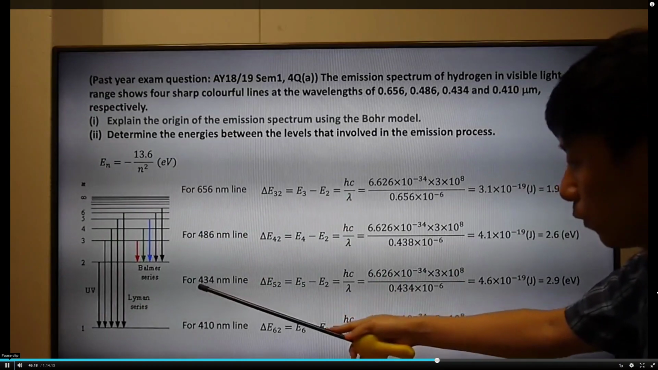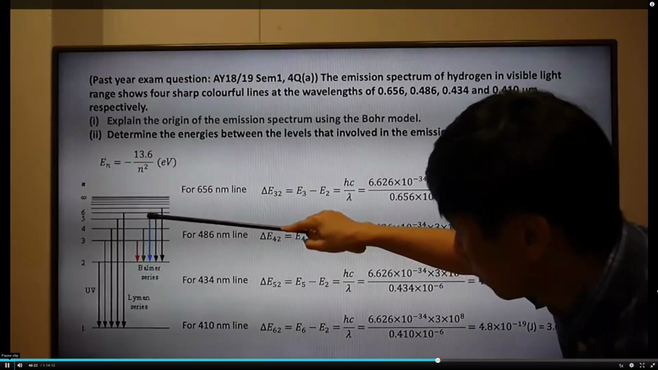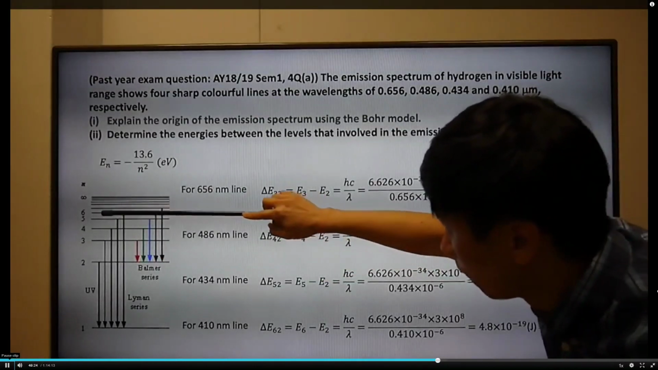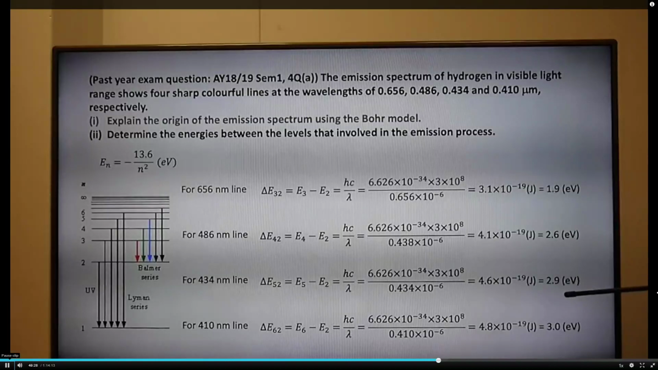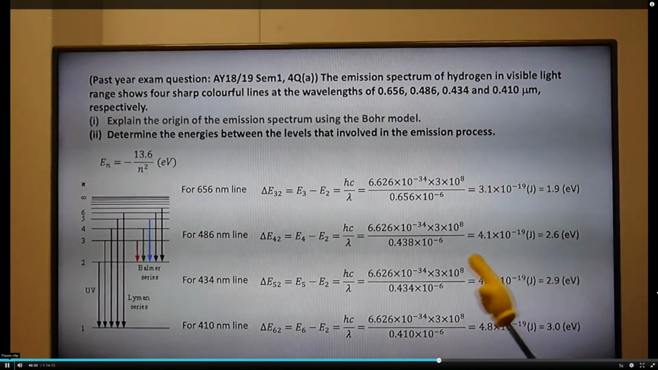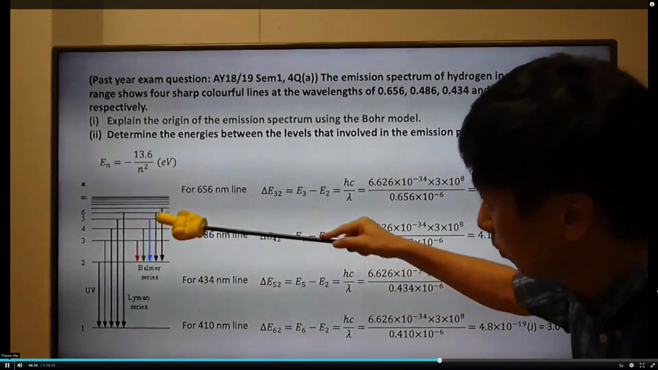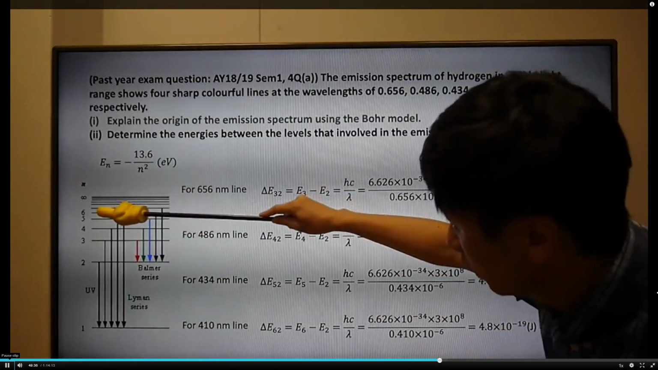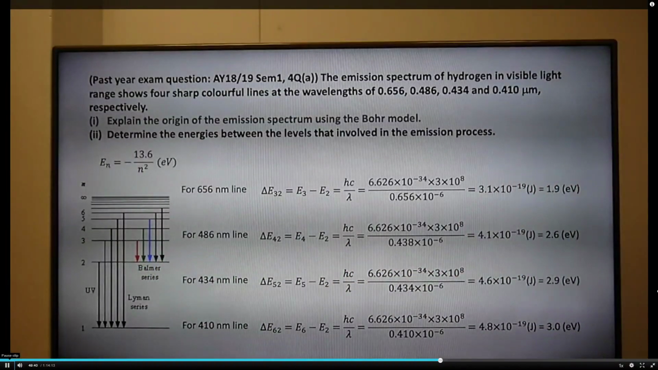The third one, 434 nanometer. This is this blue one, from 5 to 2. So it is 2.9 electron volt. The shortest wavelength is 410 nanometer, the purple one. From 6 to 2, its energy is 3.0 electron volt.